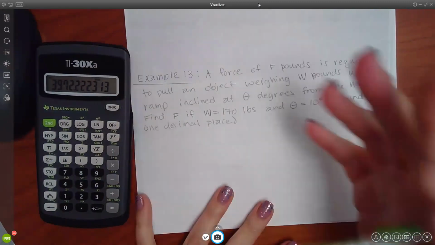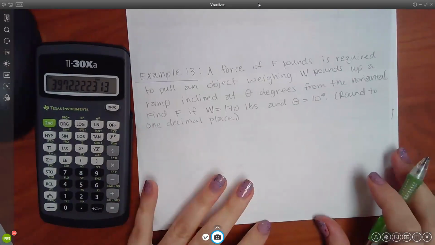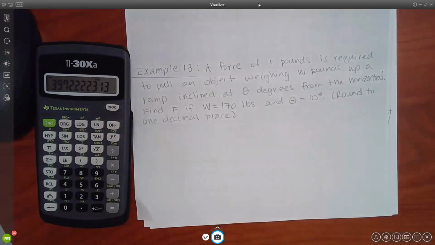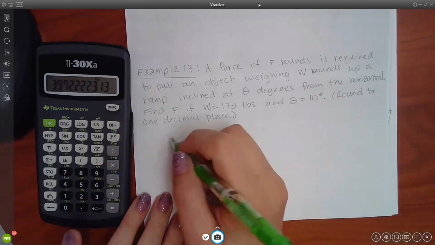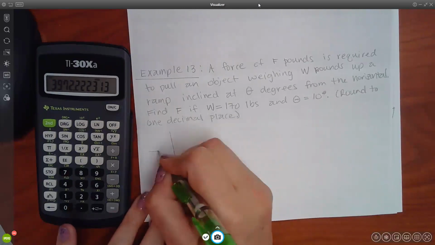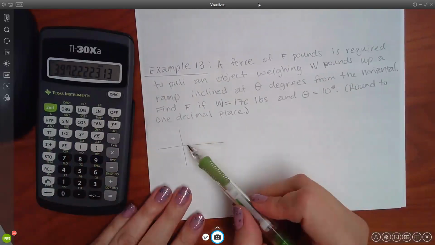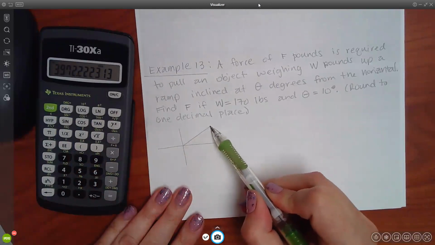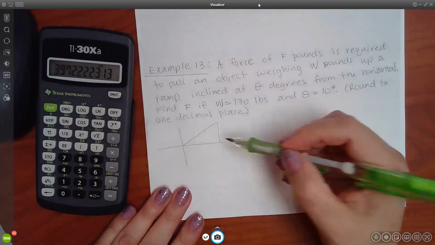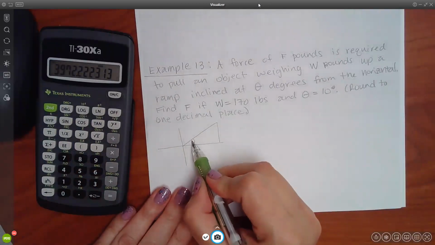Okay, last one, and this one seems like super easy compared to the last one. Okay, so this one has a force of F pounds is required to pull an object weighing W pounds up a ramp inclined at theta degrees from the horizontal. So what I do is I always draw my little axes just so I can figure out what they're talking about. So I am on an incline, and if I draw that incline like this, right? This is the theta of my incline.